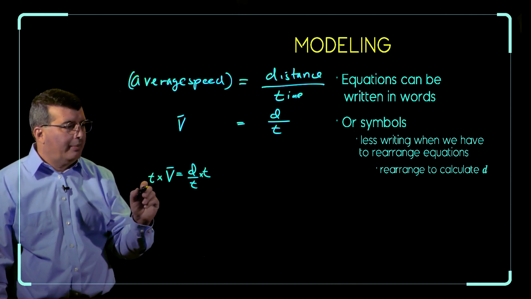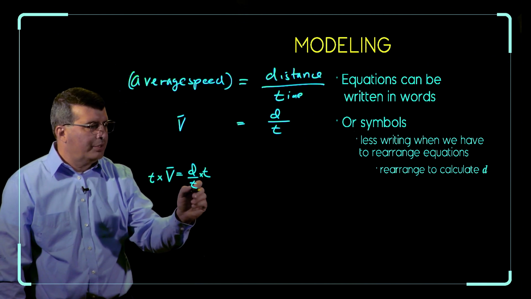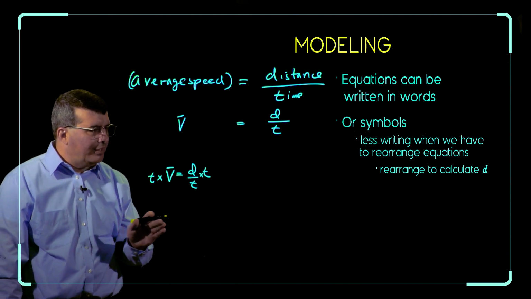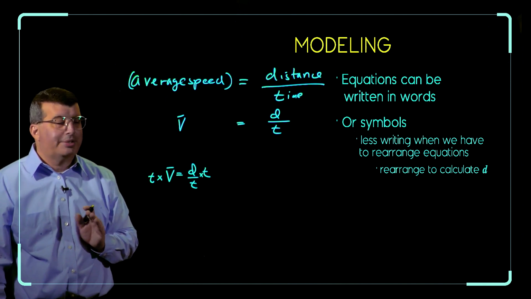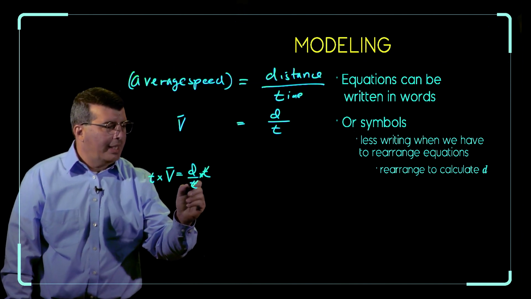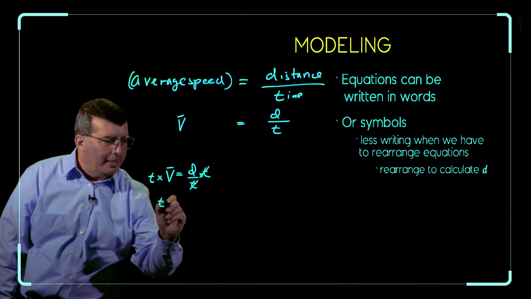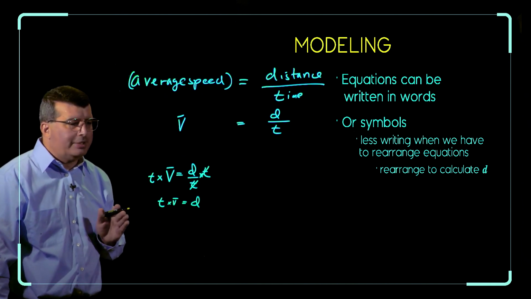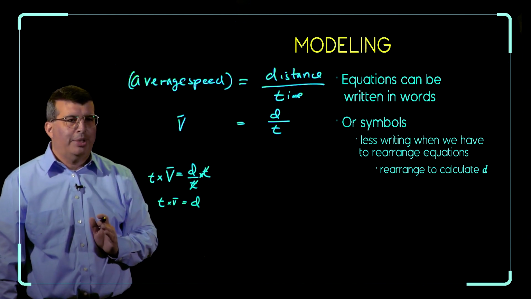Okay? So now that I've started off with my original equation, my original principle, average speed is distance over time, I had t in the denominator, so I multiplied by t on this side, and I multiplied by t on this side. So now I can cancel out the t over here, and so my equation becomes time times average speed is equal to distance. And if I were looking to calculate distance, then I would know that I would have to multiply my time times my average speed.